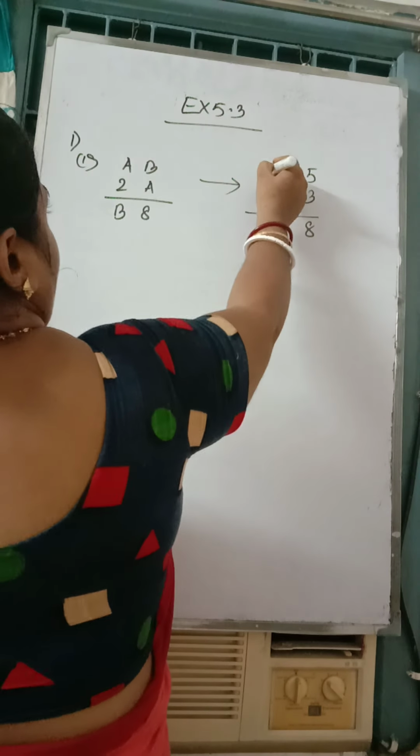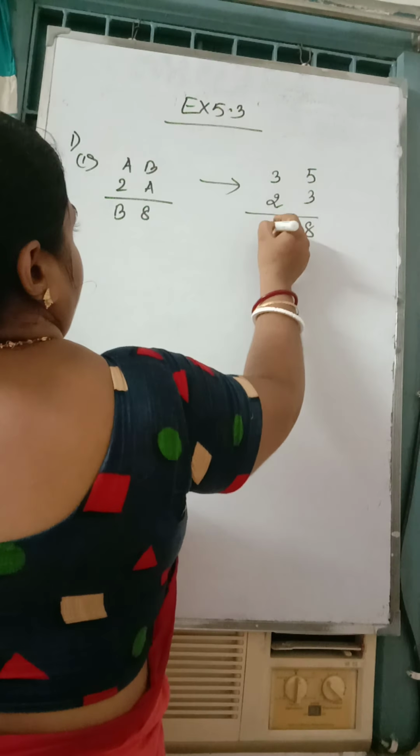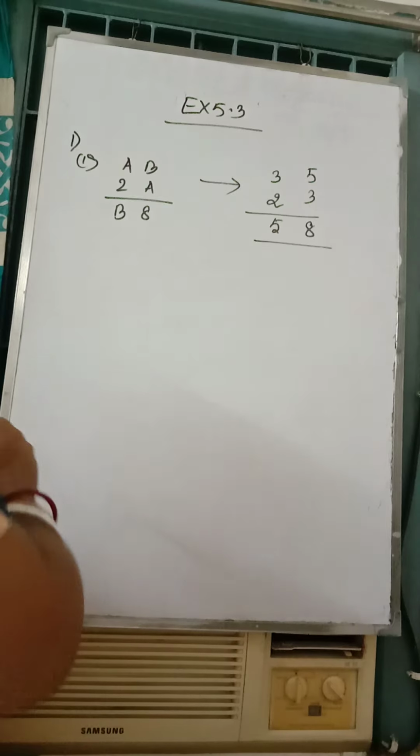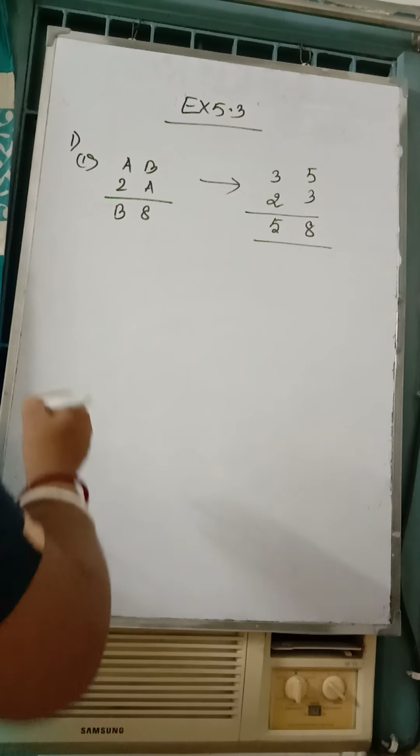Now, A is 3, 2, B is 5. So in both cases I need the same number. When I add, it gives you 8 and 5. Is it? See number 2.